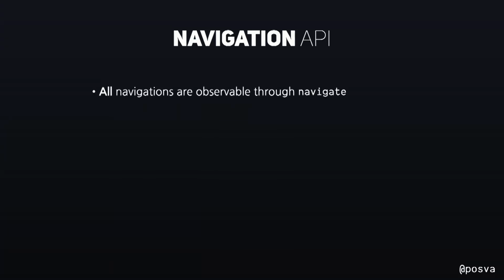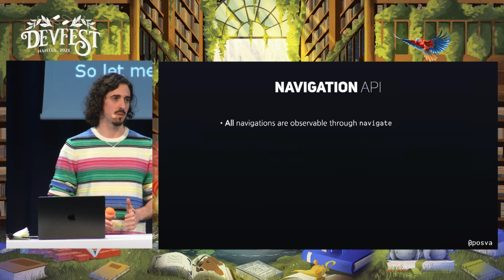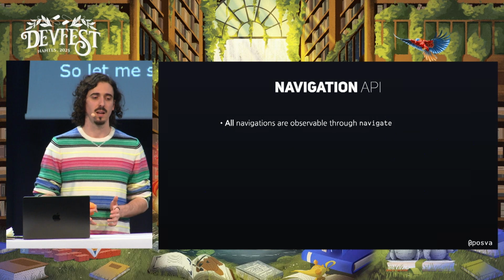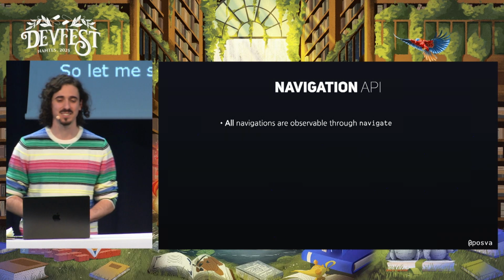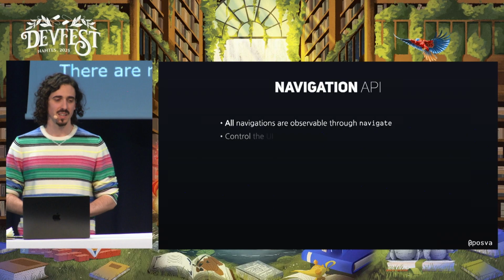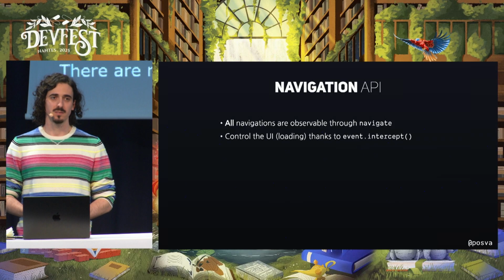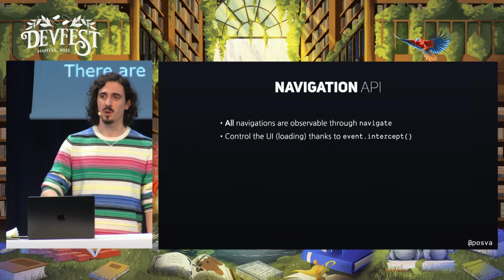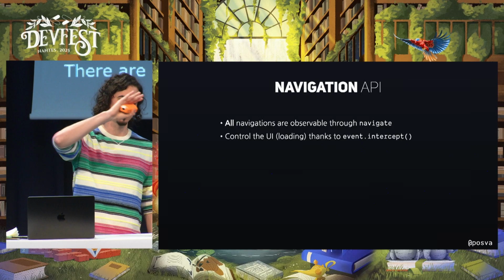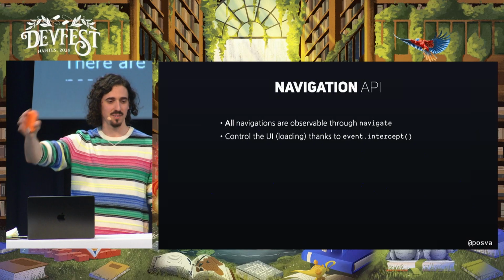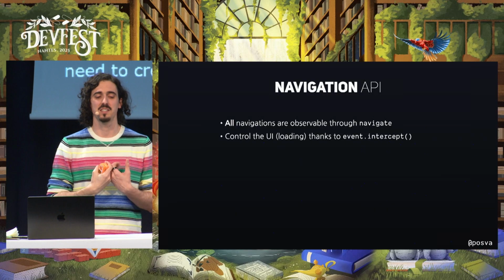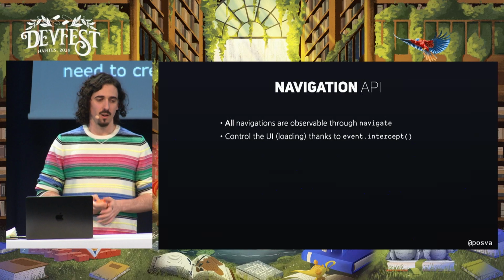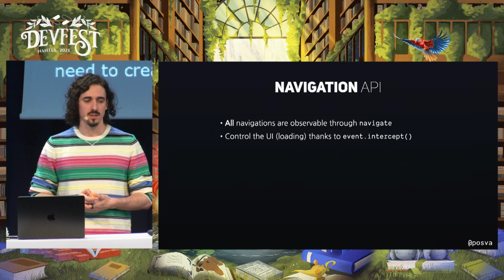With the navigation API, every single navigation is observable, no matter how it is triggered. There are no more hacks, no more polling to do, thanks to the navigate event. You can control the loading UI thanks to the event intercept, which is nice. You don't need to create your fancy loading bars that we see in all the applications. The idea, I think, is that at some point this is going to be the native UI of the browser.